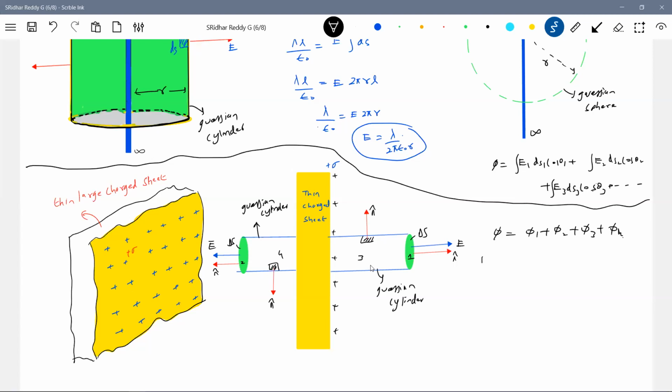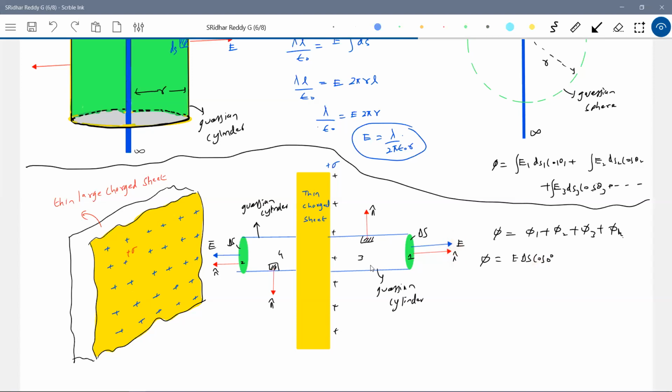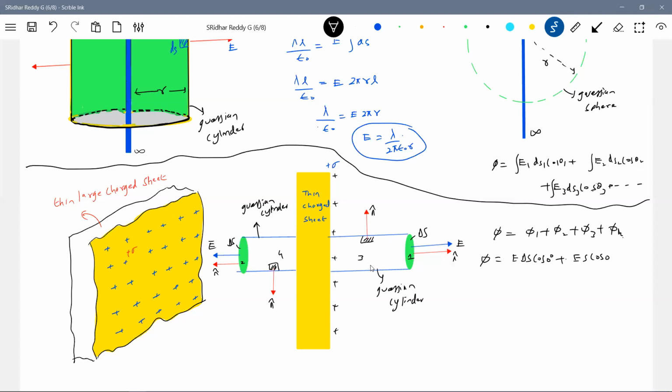Then the flux due to surface 1 will be E into delta S cos 0 degrees. Look here: E bar is parallel to n cap, so the angle between them is 0, so cos 0 degrees. Similarly, look at surface 2, E bar and this n cap. The sheet will produce a field, like a point charge produces a field on either side. So the same thing with the sheet also. It will produce field towards the left. So E bar and n cap, E S cos 0 degrees.